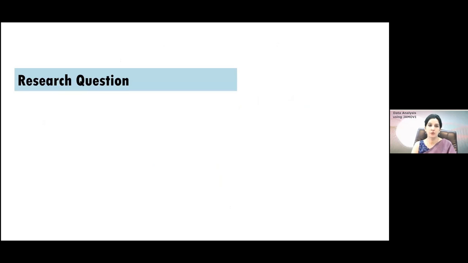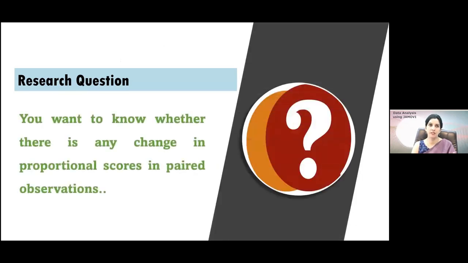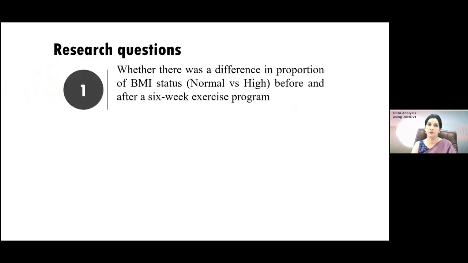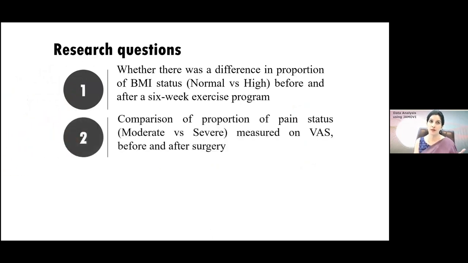Now, what is a research question? The research question is whether you want to know any change in the proportion scores of a paired observation. The first research question could be whether there is any difference in the proportion of BMI status, where you have categorized the BMI as normal and high, before and after a 6 weeks exercise program. Or you can compare the proportion of pain status, moderate versus severe, measured on VAS scale before and after surgery.